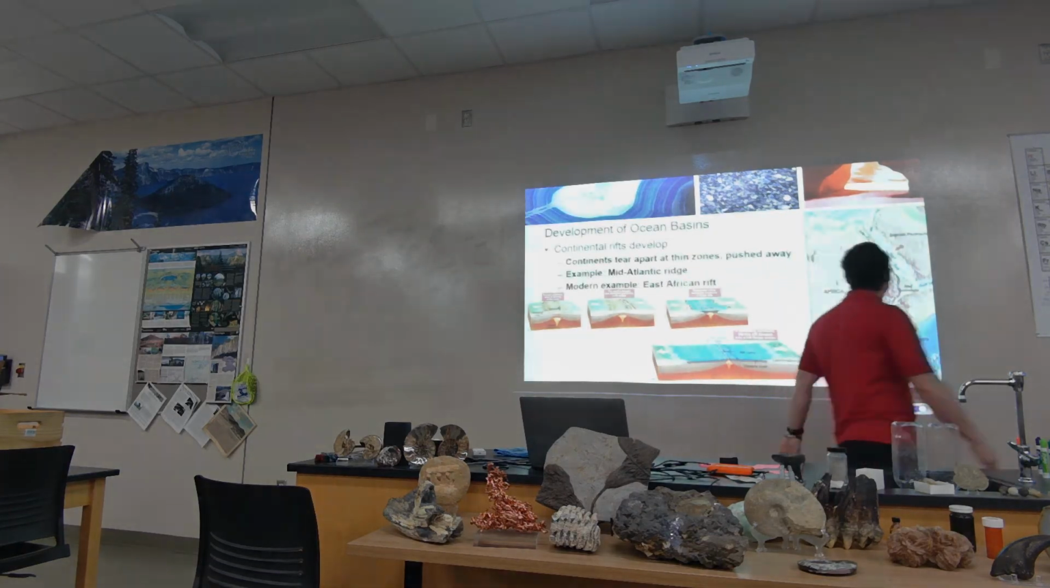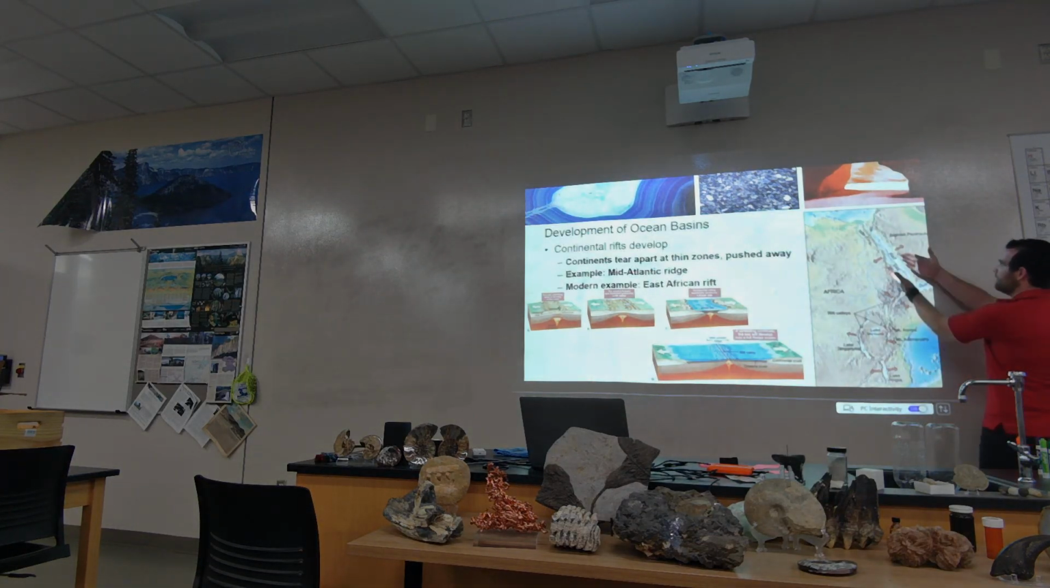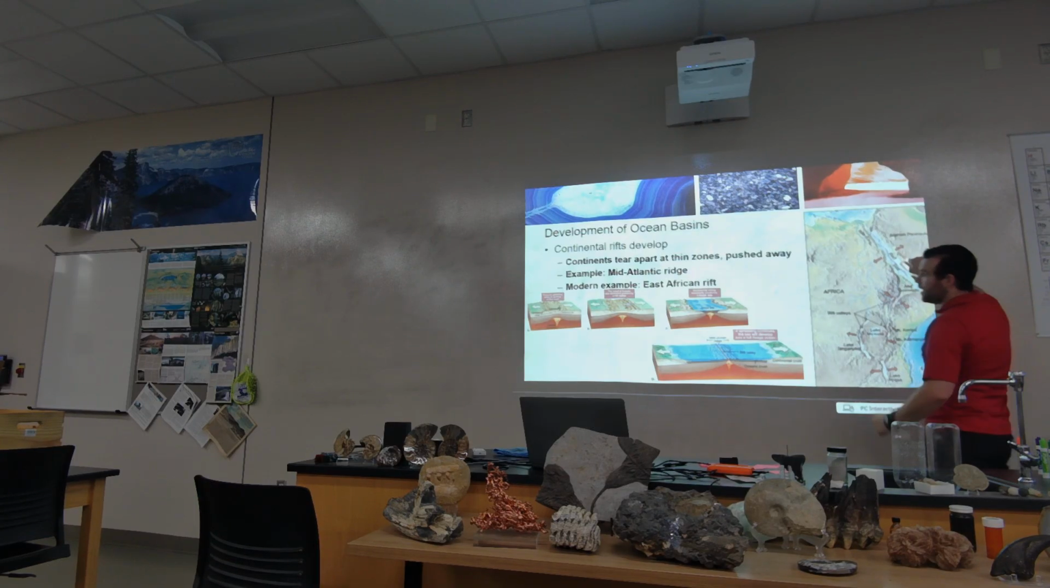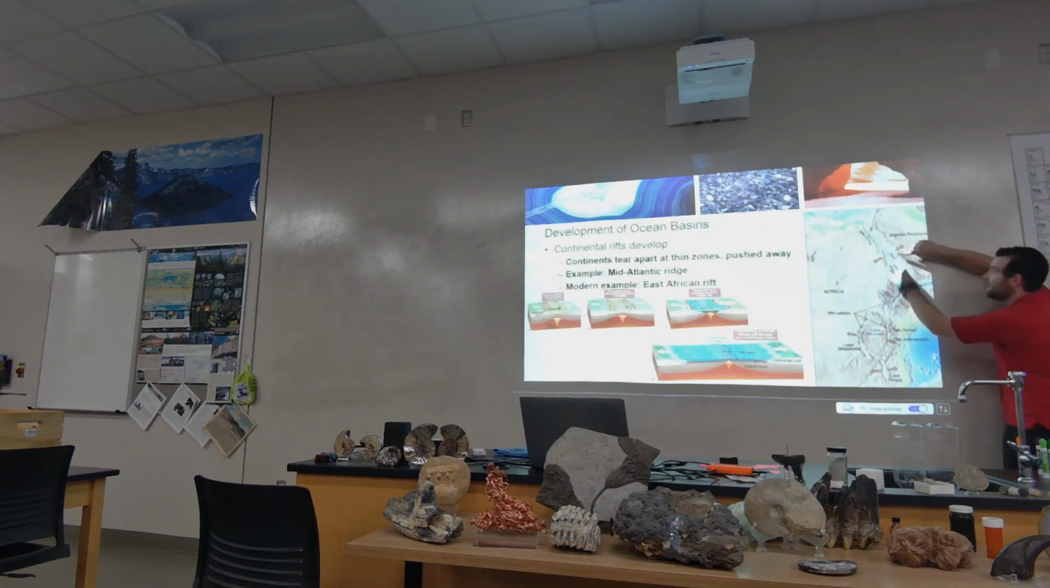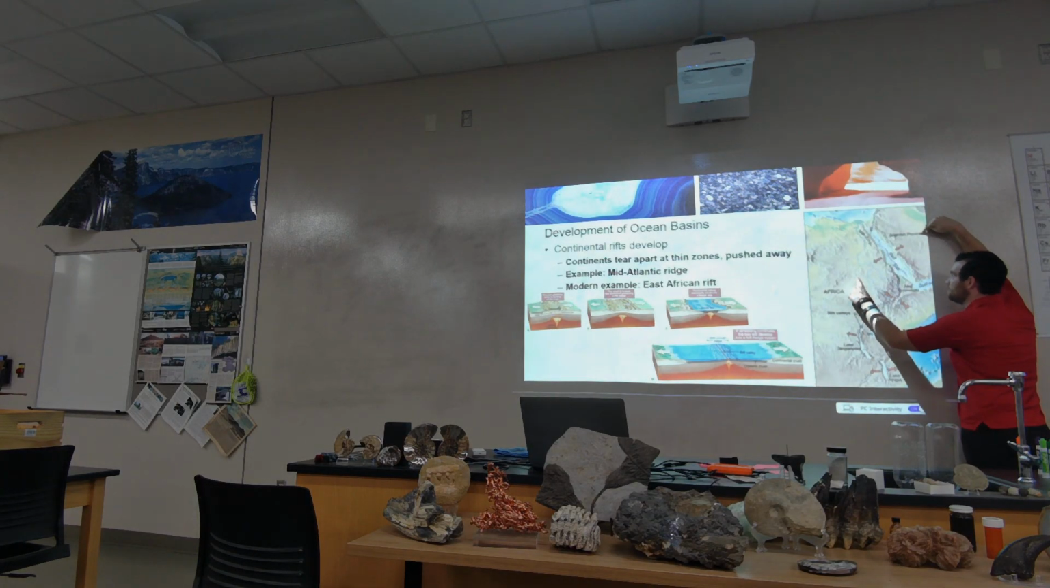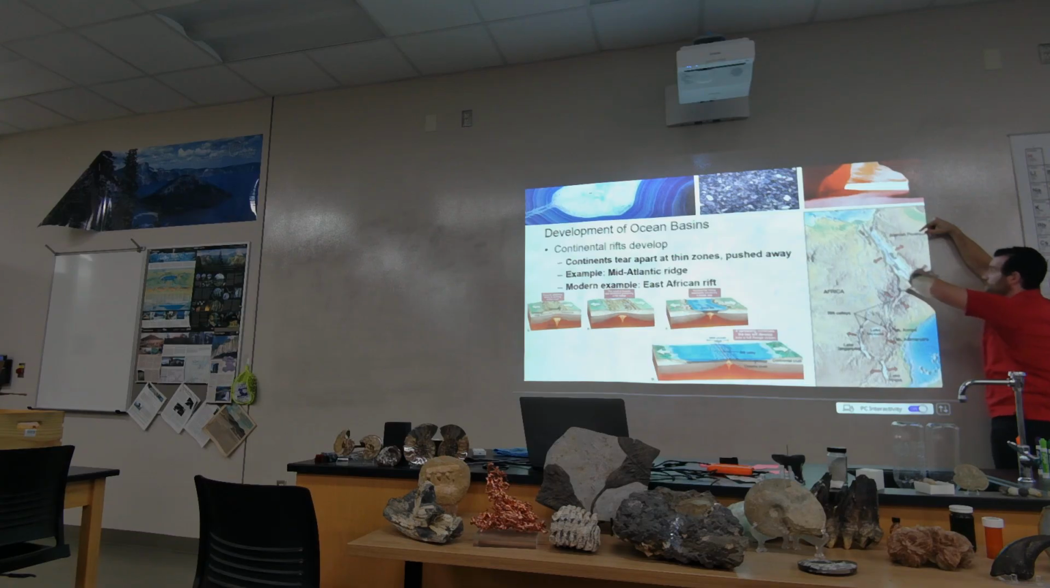We can see that happening right now in Africa. The Red Sea is a perfect example of this happening. Right now, it's at this phase, this linear sea phase. That's what the Red Sea is. It is still splitting apart. There is going to be a much larger sea there eventually.